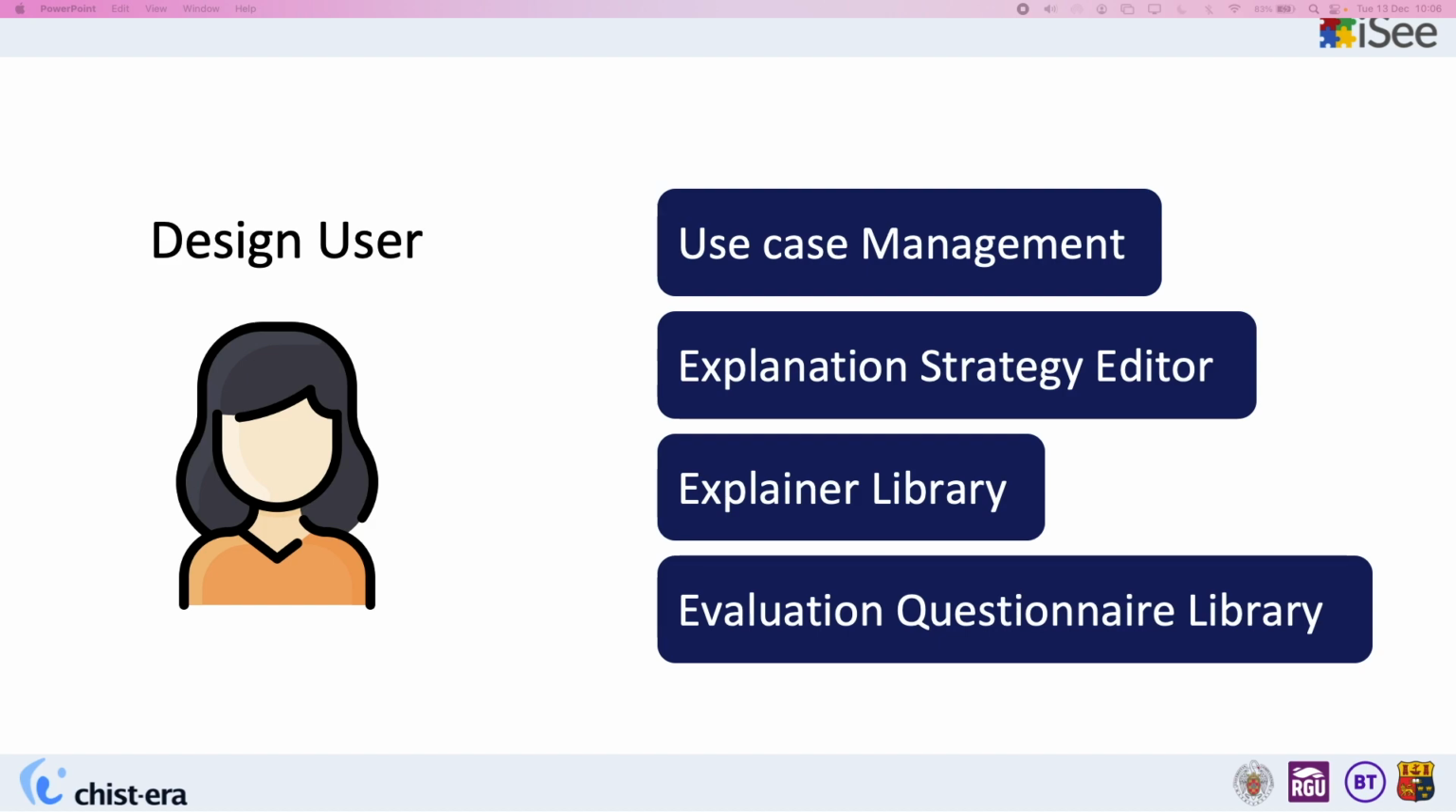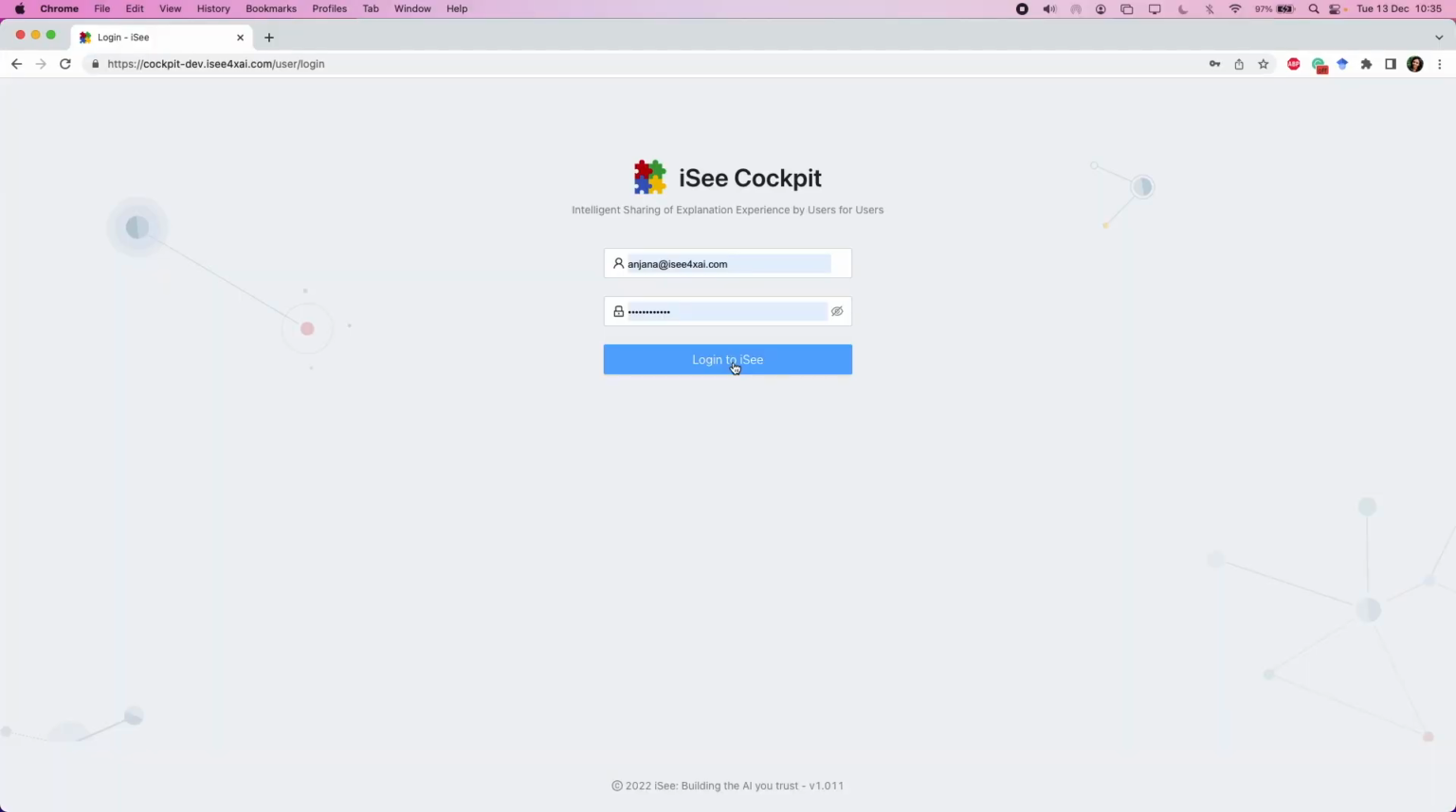If you're the design user, the iSee platform offers a use case management tool where you can create and maintain your use cases like the loan approval system use case, and also can make use of 3 other tools: explanation strategy editor, explainer library, and also evaluation questionnaire library. First, I want to demonstrate the use case management for the design user.